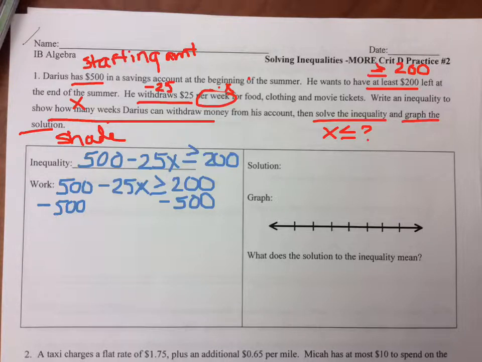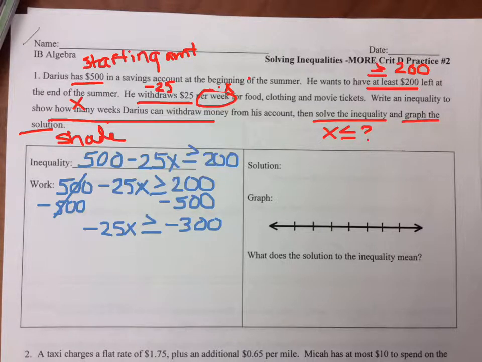I know it seems weird, but it'll work out in the end. So 500 minus 500, that's going to give me 0. So I'll have negative 25x is greater than or equal to 200 minus 500, which is a negative 300. So you might be thinking, negative $300, that doesn't really make sense. He's going to be out a lot of money. But I also have a negative in front of that 25.